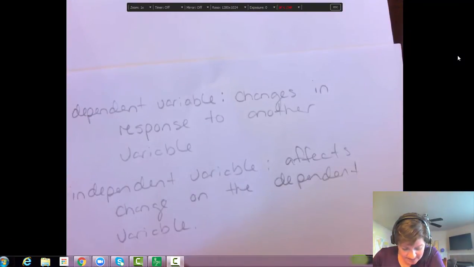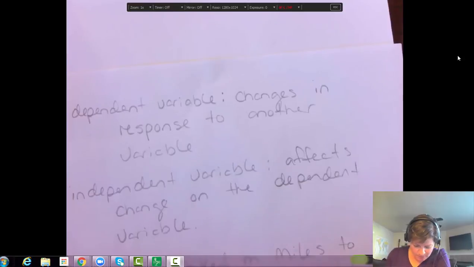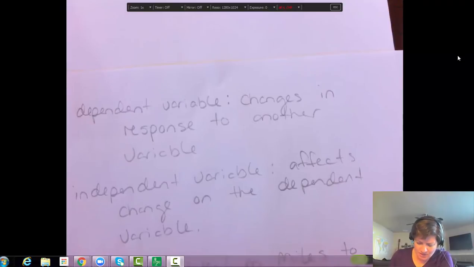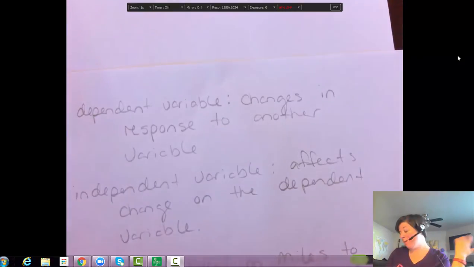So I'm going to let my first example be you biked M miles to the store and burned C calories. All right, so how do we know which one is what? So we biked M miles to the store and we burned C calories.